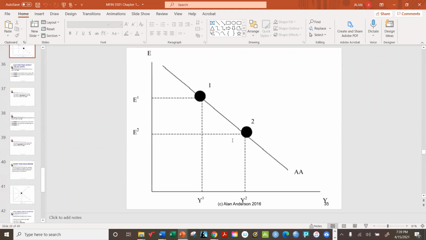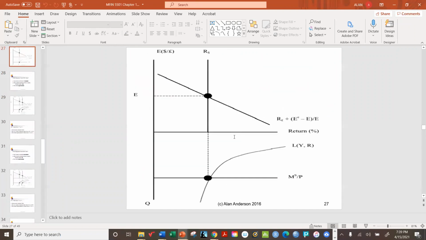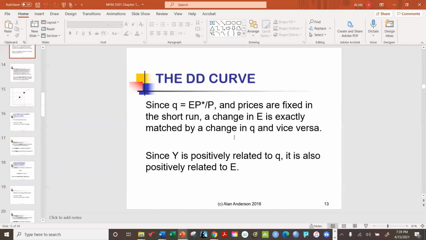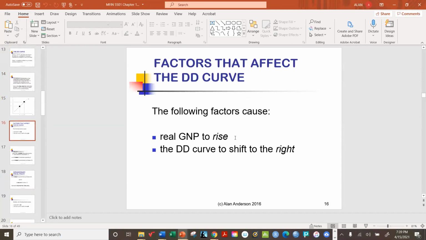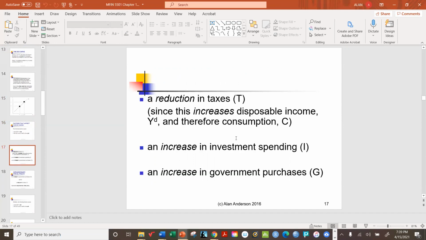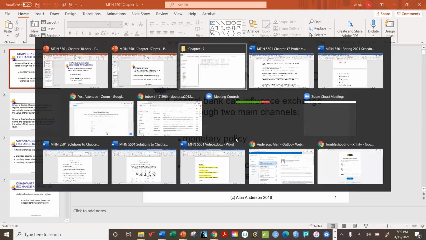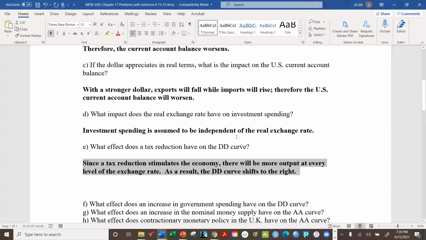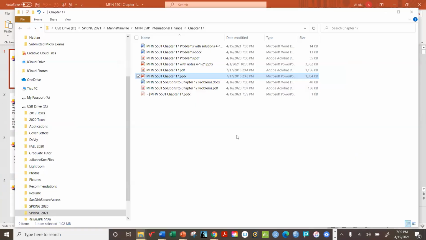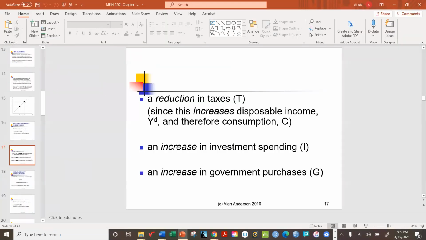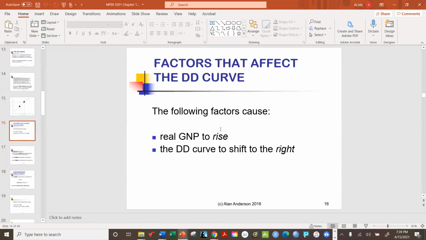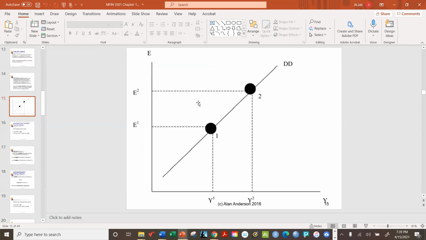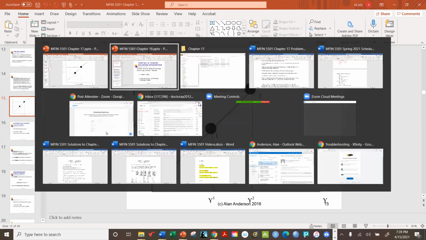That's AA. So DD is the one that involves aggregate demand, as it's called. So it's upward sloping. And the following factors cause it to shift to the right. Tax cuts, right there, and also an increase in government spending and investment spending. So DD shifts to the right. Remember, the DD curve has E on the vertical axis and Y on the horizontal axis.